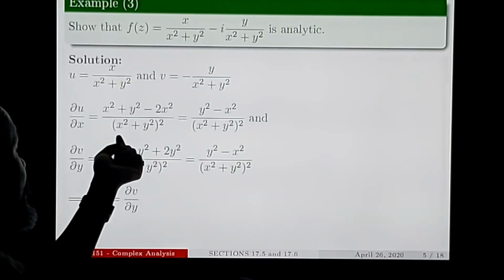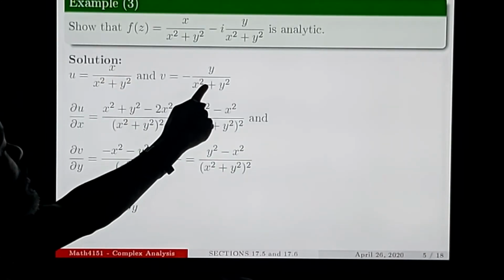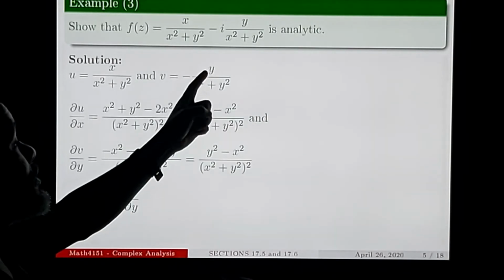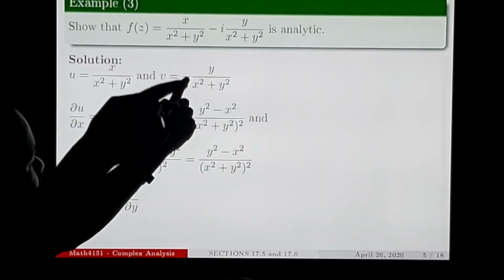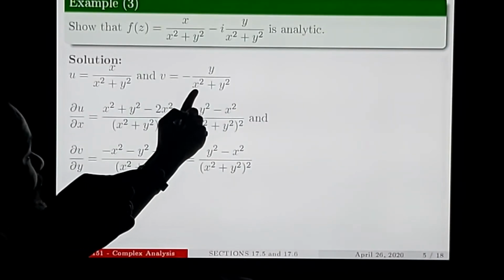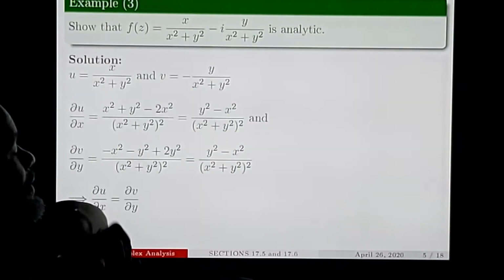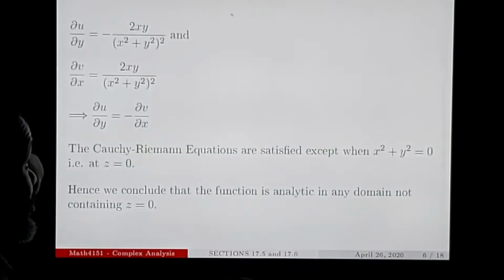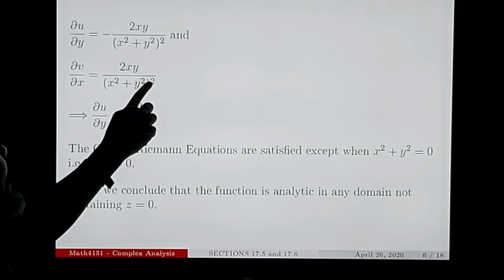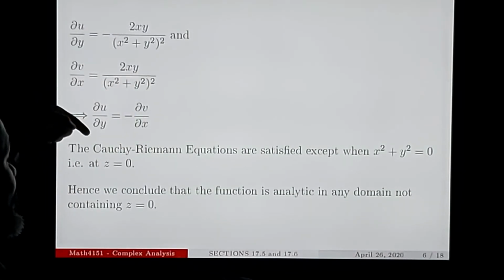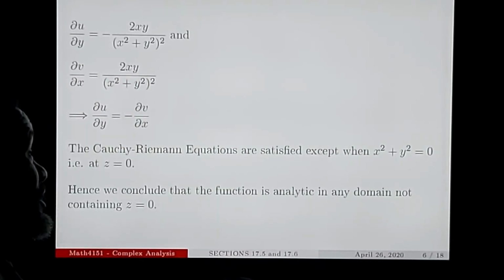Then del v del x: you differentiate this with respect to x, what happens? Well, with respect to x, this is 0, you multiply by this, so it's 0, minus, you differentiate this, it is 2x, which you multiply by this, it becomes plus 2xy. So this is plus 2xy over (x squared plus y squared) squared. And then these two are negatives of each other, so the Cauchy-Riemann equations are satisfied. Yes, it's true, they are satisfied.